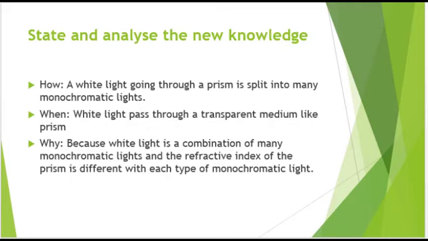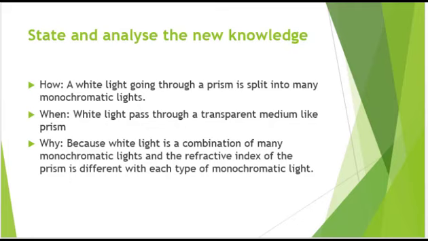Thinking about a phenomenon, we need to point out three main points, answer three questions. The first point: how does the phenomenon look like? The dispersion of light is a phenomenon that white light going through a prism is split into many monochromatic lights.